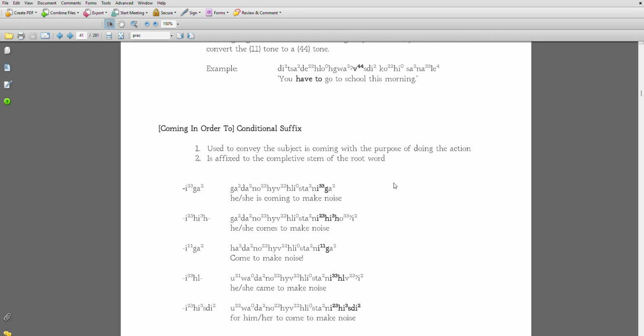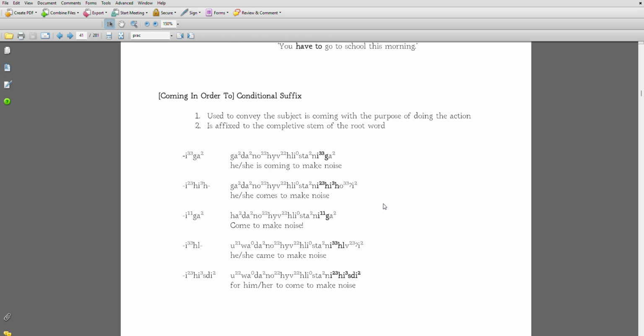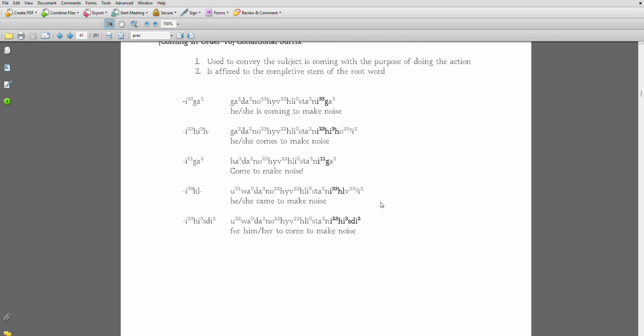Katanoyastanihihoi. He or she comes to make noise. Hatanoyastaniga. Come to make noise. Utanoyastanitla'i. He or she came to make noise. Utanoyastanihisti. For him or her to come to make noise.